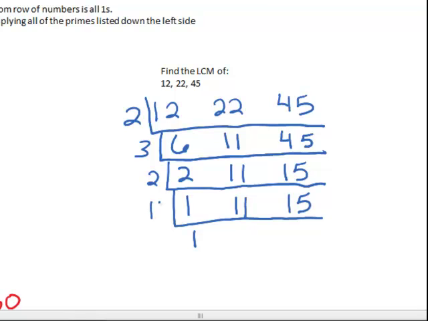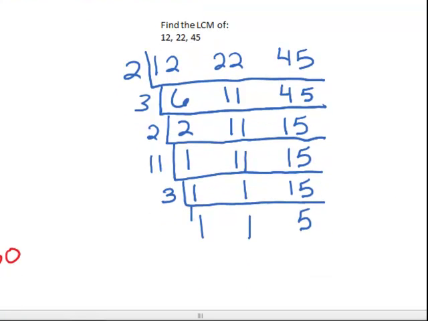I'm going to pick 11. So 11 goes into 11 one time. 11 does not go into 15 evenly, so I'm going to carry the 15 down. Now I'm looking at 1, 1, and 15. So I'm going to pick 3. These first two 1s get carried down. 3 goes into 15 5 times. Then I'm looking at the 1 and the 5. So I'm going to pick 5. The first two 1s get carried down, and then 5 goes into 5 one time.